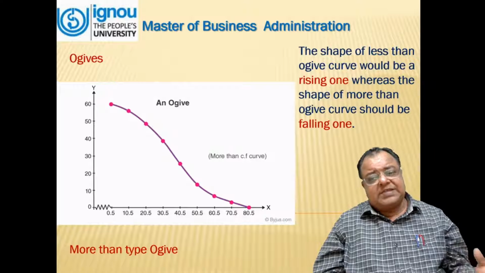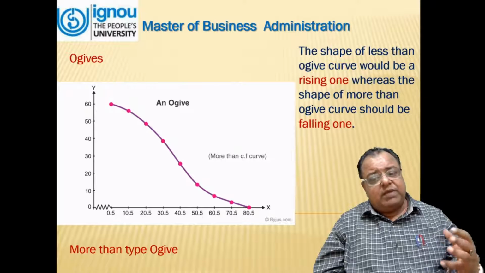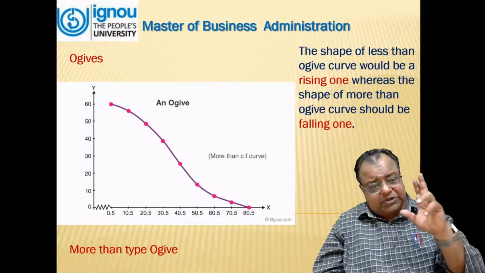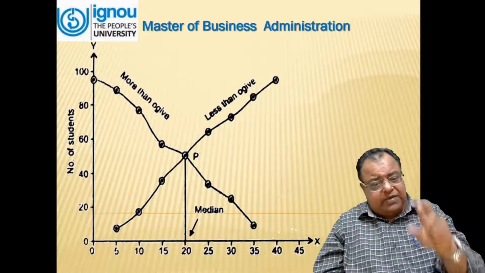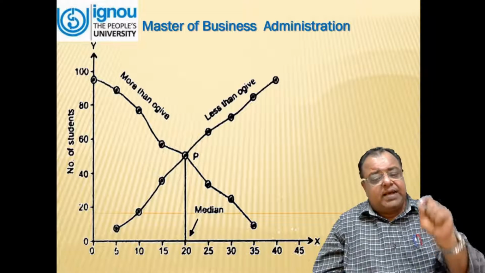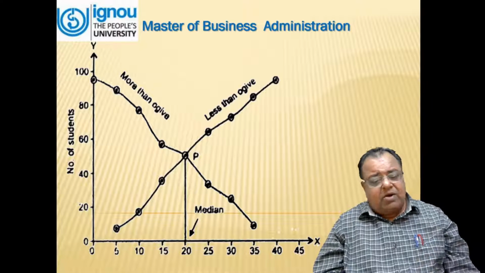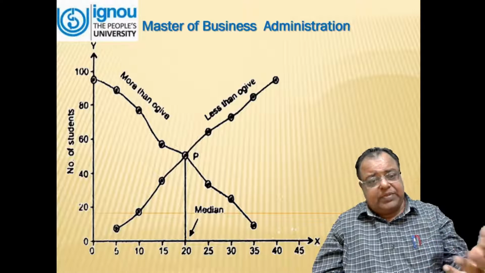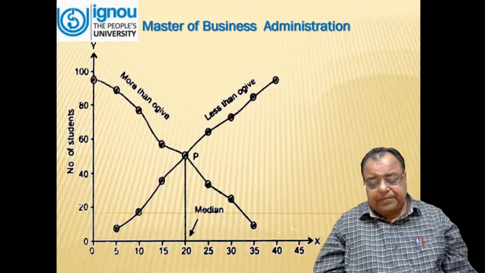The shape of the less than ogive curve would be a rising one, whereas the shape of the more than curve will be a falling one. And when these two graphs are joined together, we get something like this. The point at which they intersect gives us the median. For getting the median, we draw a perpendicular line on the x-axis, which in this case meets at 20. That means we can say that the median of this diagram or this question is 20.